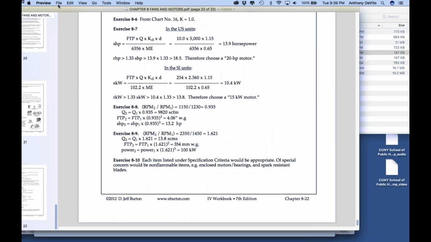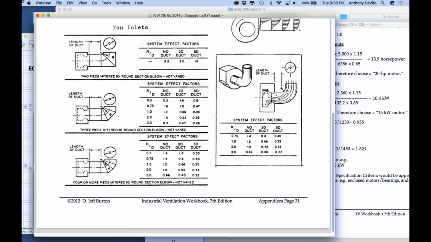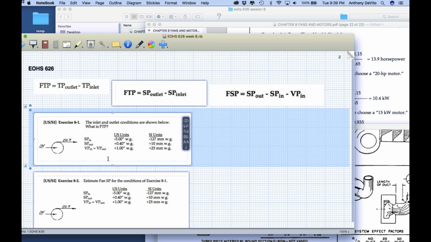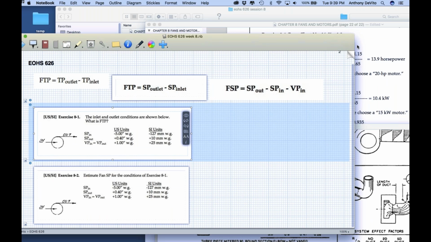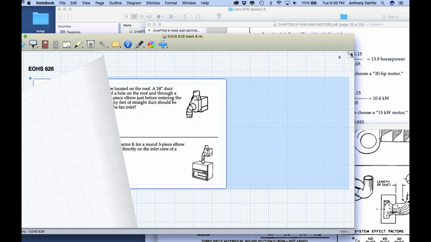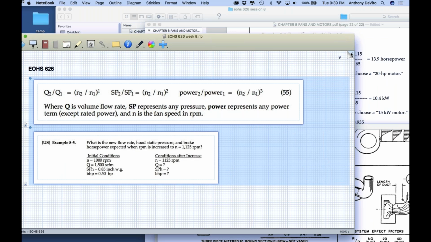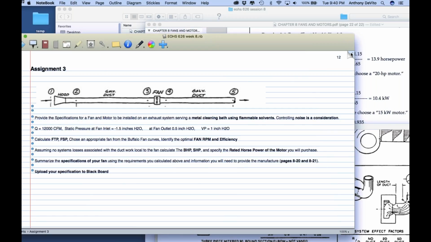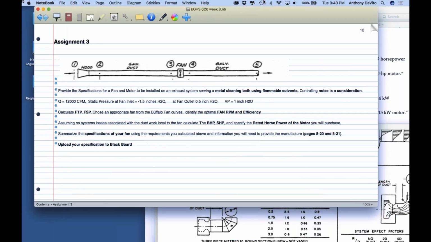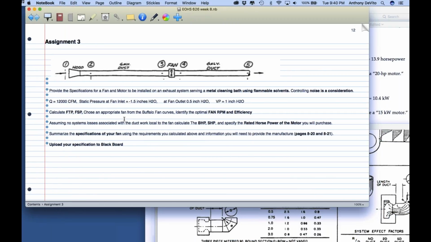Okay, so I'm going to go back in a second. What I did was I made up a fake example. Let me go, I actually put these all on here. Okay, here's an example. Provide the specifications for a fan and motor to be installed on an exhaust system serving a metal cleaning bath using flammable solvents. Might be a slot hood or something like that, who knows, right? Controlling noise is a consideration, right? So you know that going in. And you know it's a flammable material.